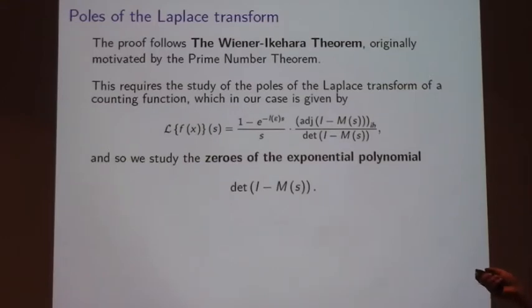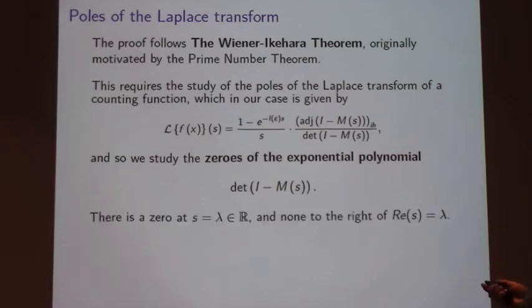Okay, so in our example, the Laplace transform is just this thing. This is the determinant of I minus M_s. I remind you, M_s was the graph matrix function. Its entries were exponential polynomials. So I minus M_s is a matrix with entries of exponential polynomials, and the determinant is an exponential polynomial. So you have to study the zeros of exponential polynomials. Now, as I said, there is always a zero at s equals lambda, and none to the right.